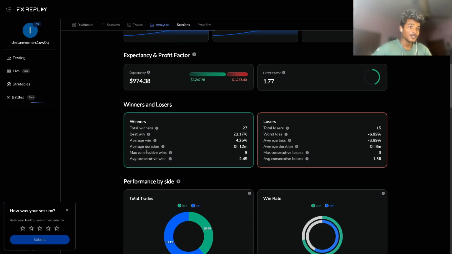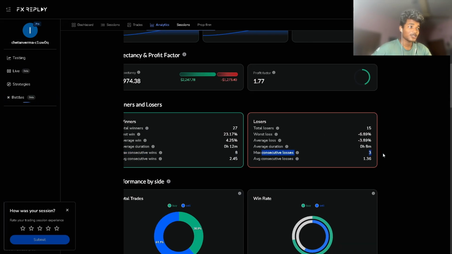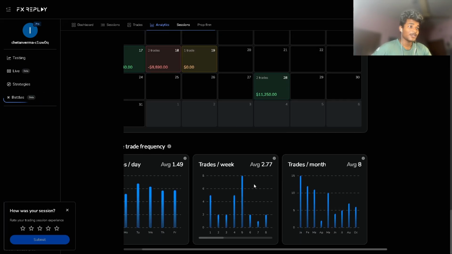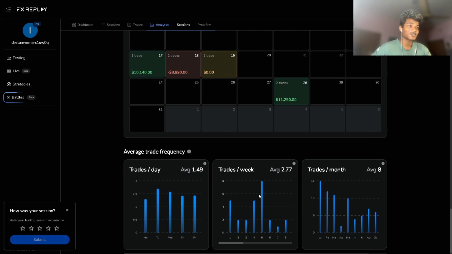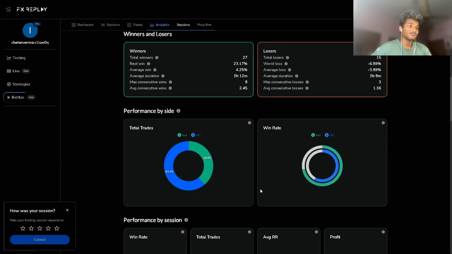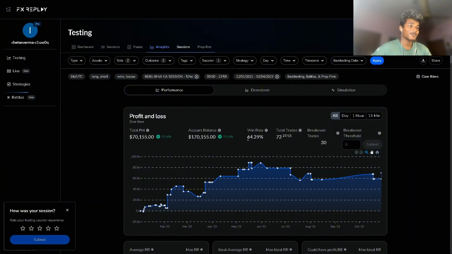And if you see, my max consecutive wins are 8, and max consecutive losses are 3. Okay, so very nice stats to see. And my overall win rate is 64.3%.